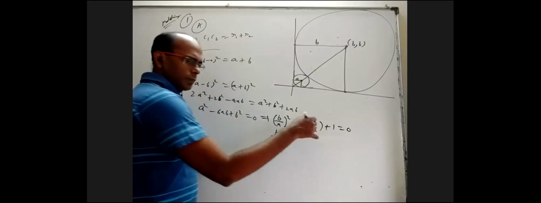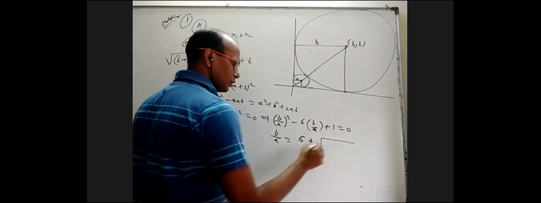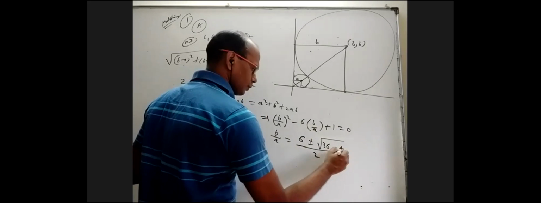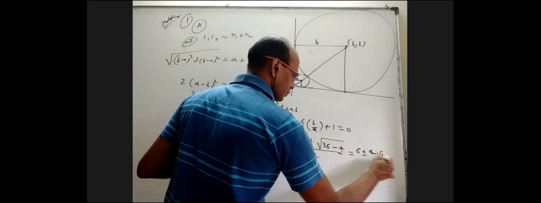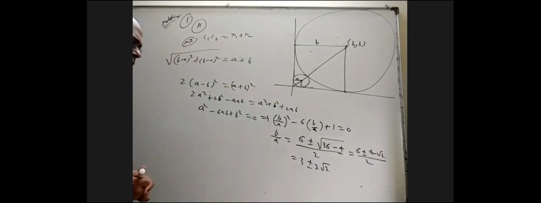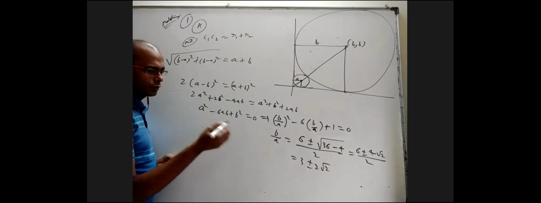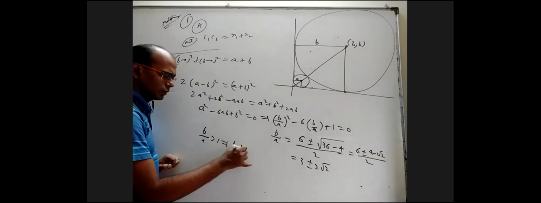I can use minus b plus or minus the square root formula. 6 square minus 4 is 36 minus 4, by 2. 32 means 4 root 2, which gives 3 plus or minus 2 root 2. Okay, so this is B by A. But B is greater than A, so B by A is greater than 1. So B by A greater than 1 implies B by A is 3 plus 2 root 2.